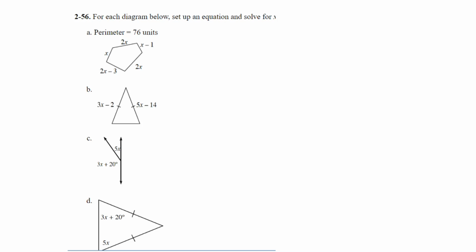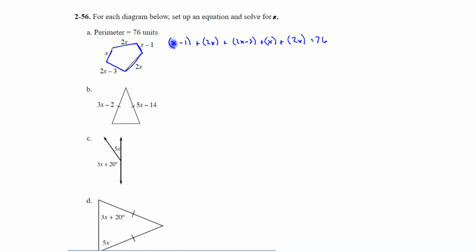Question 56, for each diagram below, set up an equation and solve for x. On part A, we know the perimeter is 76. So if the perimeter is 76, I'm going to start with this side, and I'm just going to add them all up. And I'll write it out as I'm adding. So x minus 1 plus 2x, I'm only using parentheses to distinguish the sides, plus 2x minus 3 plus x plus 2x. And it has a perimeter of 76, so I'm going to combine all my like terms.